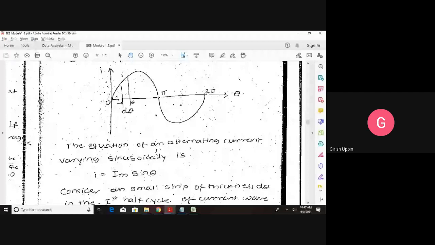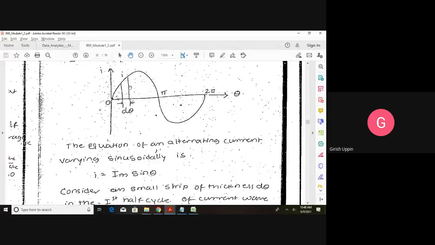So how do we find the area of this half cycle? We will take a very small strip, d theta. The width of that strip is d theta. The height would be the instantaneous value, that is i. We are taking this strip very small, so this length and this length are almost equal. You can consider it as a rectangle. The area of this strip would be i into d theta.